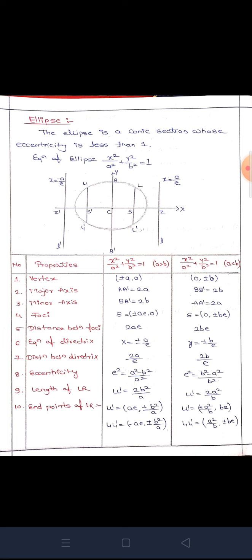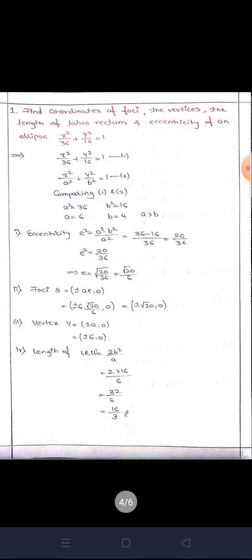Beside that, you have the case when a is less than b. First we will find here L1 and L dash, the two directrices of the ellipse, and the given ellipse on the x and y axes.